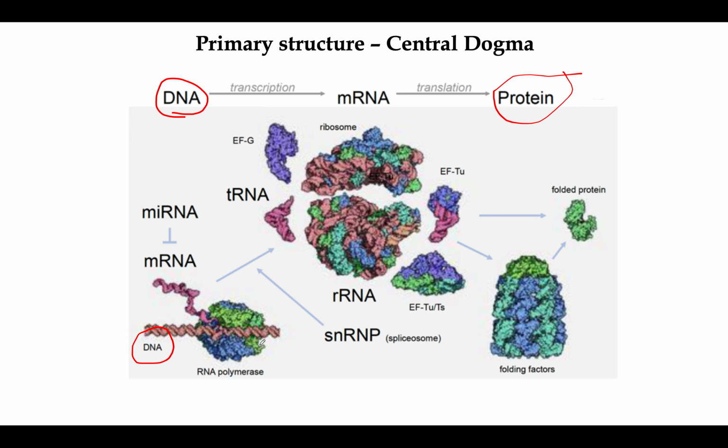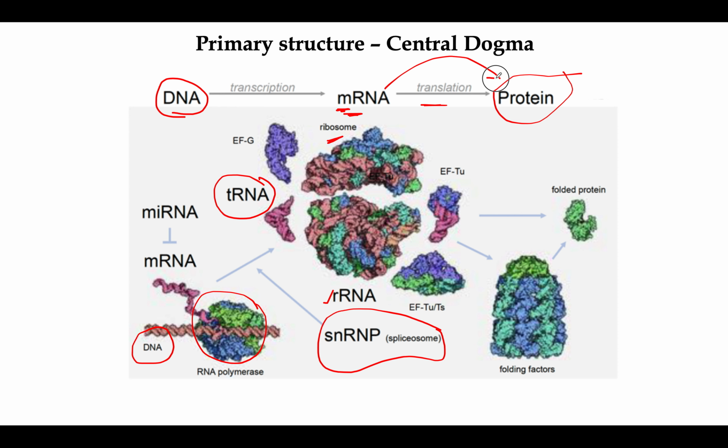undergoes a process called transcription, which requires the enzyme RNA polymerase. This leads to the formation of messenger RNA. Then messenger RNA undergoes a certain set of chemical reactions called splicing, which is mediated by a multi-subunit entity called the spliceosome. And this mature mRNA then undergoes translation, and in the process of translation you require transfer RNA and ribosomal RNA or rRNA and the ribosome, and translation leads to the formation of protein from mRNA. So DNA, transcription, mRNA, translation, protein.